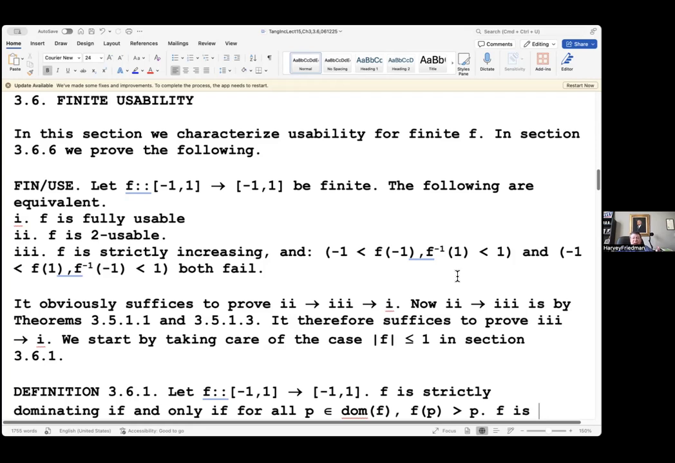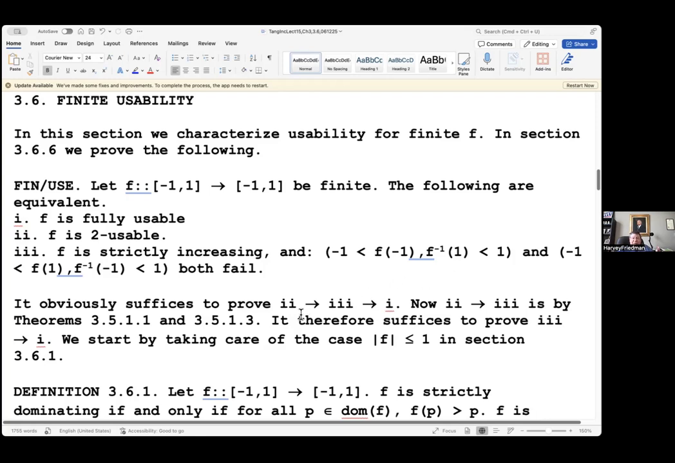And we also don't have the dual: that F pushes 1 back and F inverse pushes 1 up. We don't have those inequalities. They both fail.